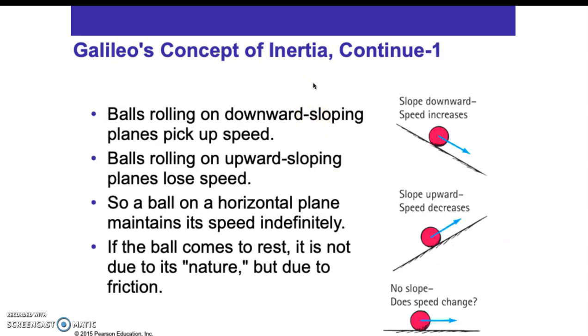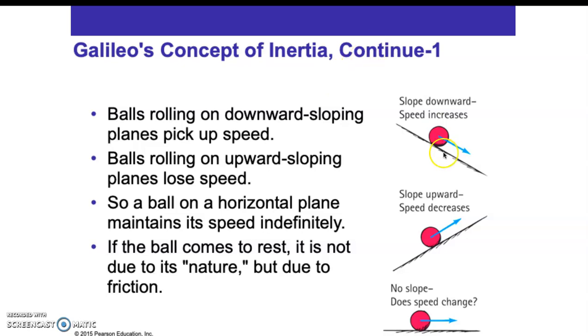So let's look at Galileo and how he tried to explain this with a ball rolling, right? So if we have a ball that's rolling downward, it picks up speed. If it's rolling upward, it loses speed. But if it's on a horizontal plane, it should move at that speed indefinitely as long as there's no other force. Now, if the ball does come to rest, it is not due to nature, but due to another force, which we know now is friction.